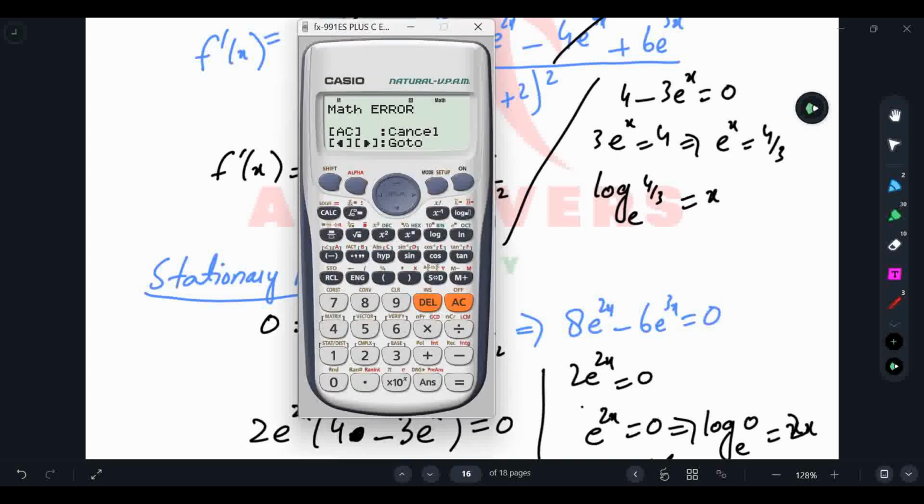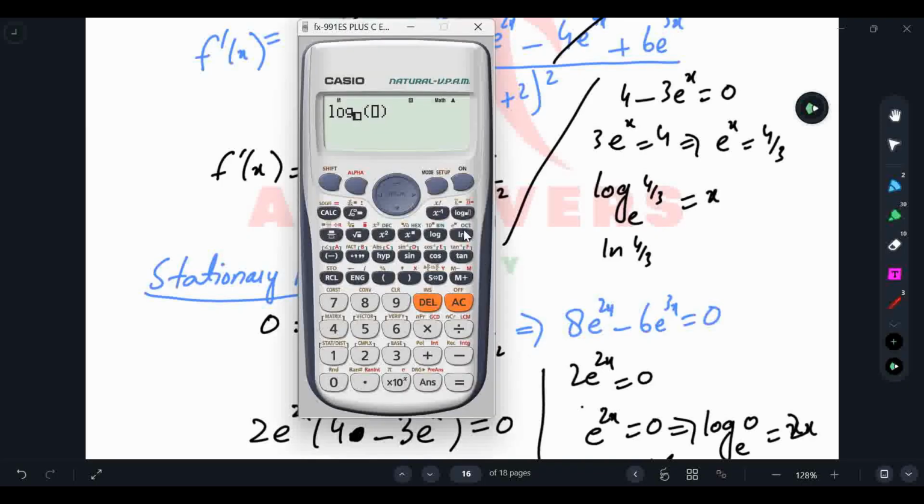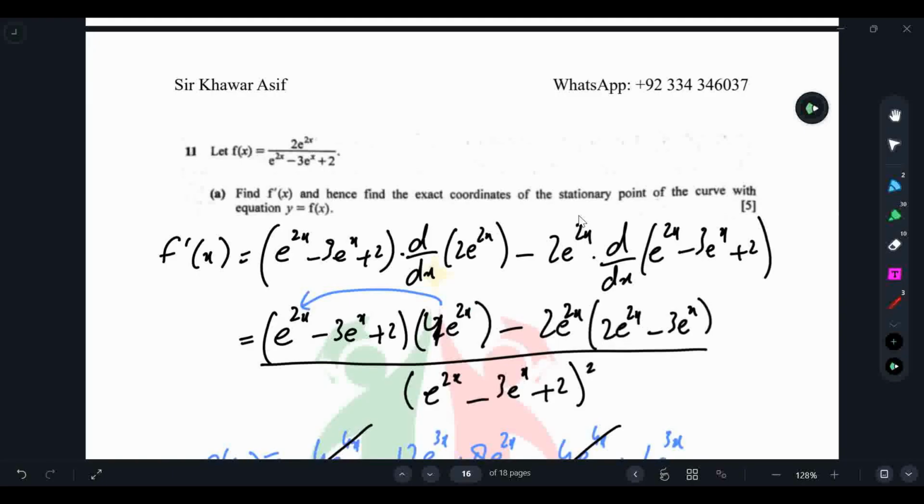So if we use the calculator, let's see whether we will get the accurate values or not. If the base is e, we can write it as natural log of 4 by 3. Let's check whether this will be the accurate answer. The natural log of 4 by 3 will be a decimal. So the x coordinate will be natural log of 4 by 3. We need to find the y coordinate as well, since we need the exact coordinates.